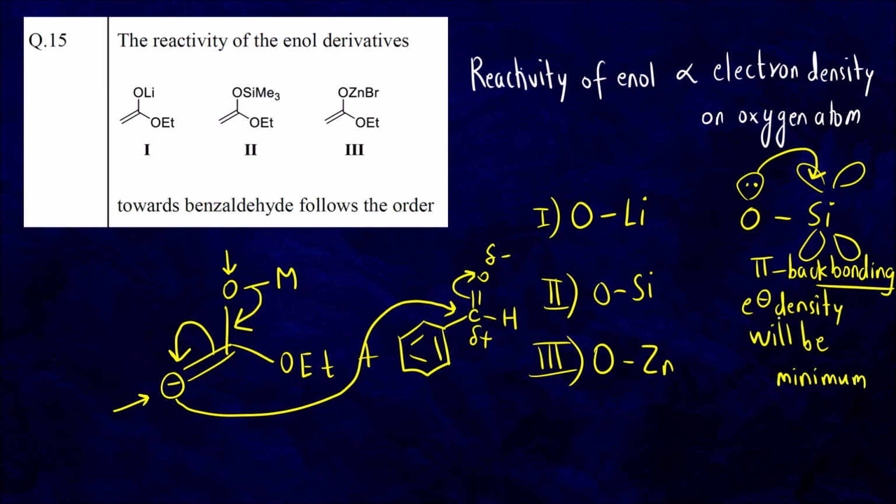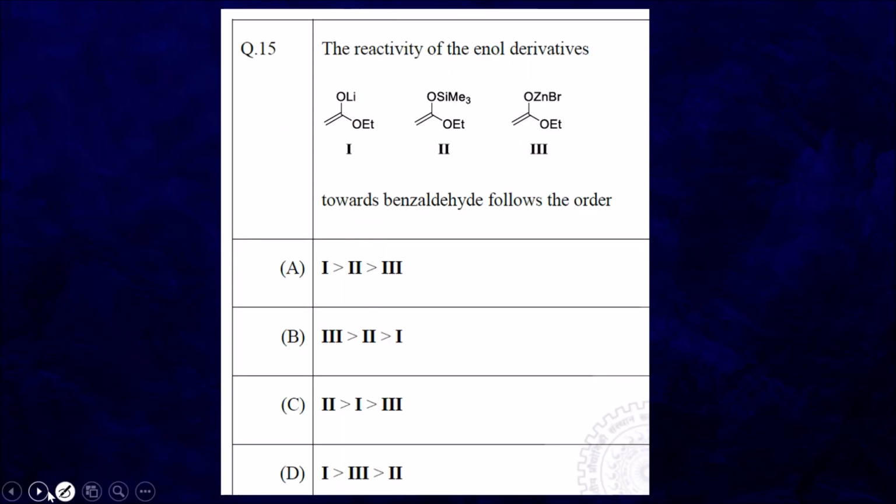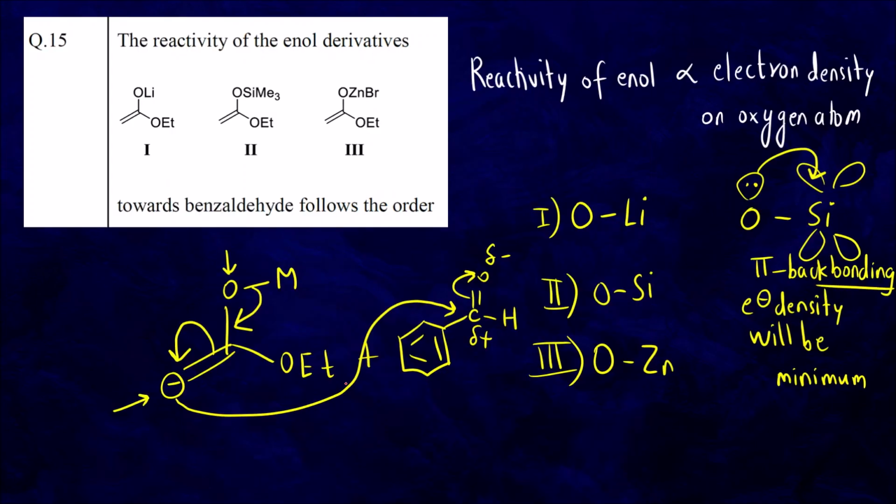So if you see all the options, the one in which silicon has the reactivity is compound 2. Compound 2 will be least reactive, so it is only one option. Now we have to compare between 1 and 3. Why is the reactivity of 1 maximum?